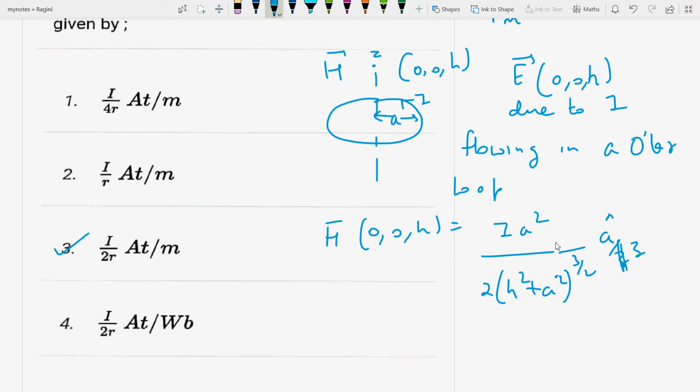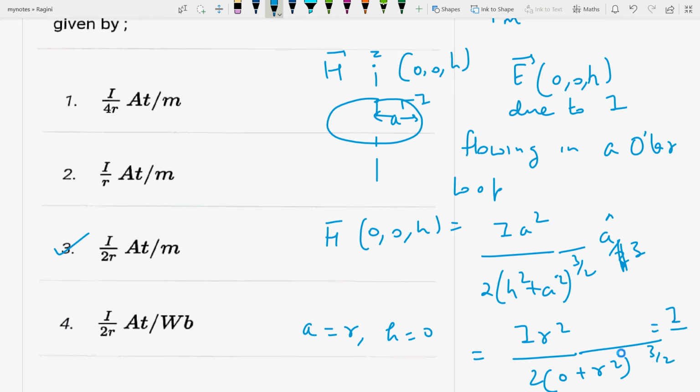So for the given question, if a is equal to r and h is equal to 0, then it should be equal to I r square by 2 (0 plus r square) to the power 3 by 2. The answer will be I by 2r. That means it will cancel out, r square by r cubed, I by 2r. So the right answer will be I by 2r ampere turns per meter.